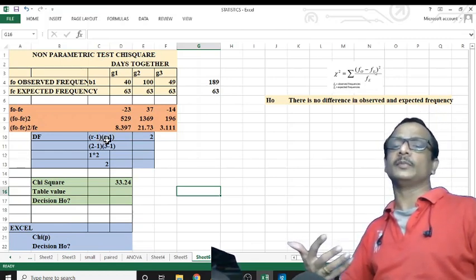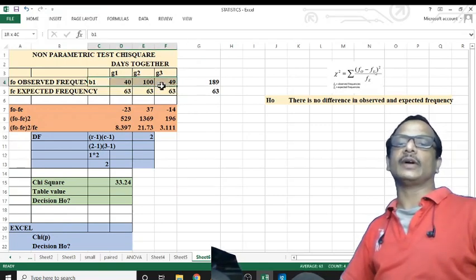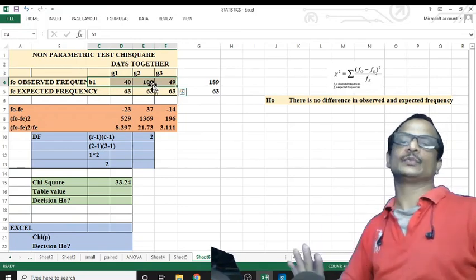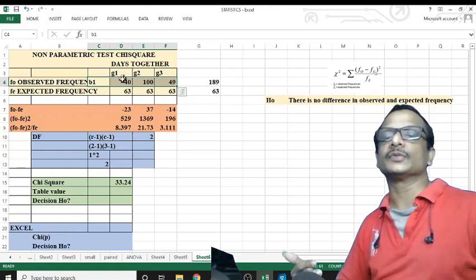It is not so complex. R means rows, how many rows in the table. In this table, how many rows of values? These two sets of values. That means the number of rows is 2, right? Then we have to calculate the columns.